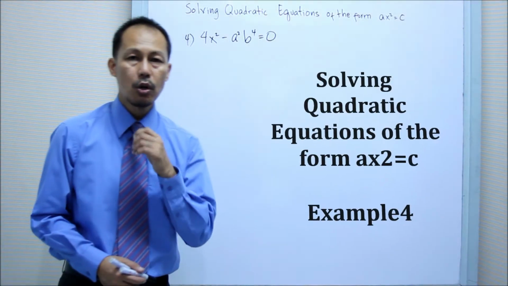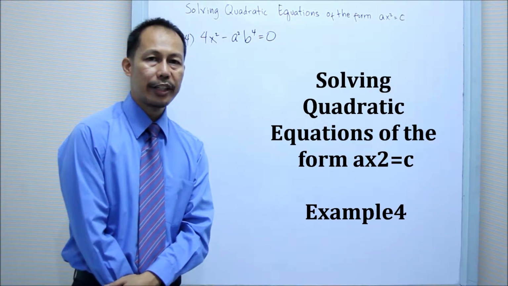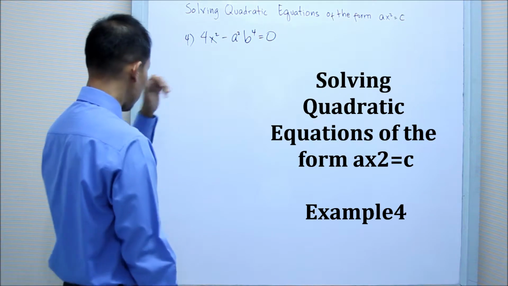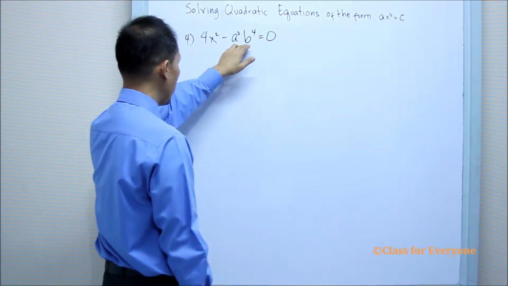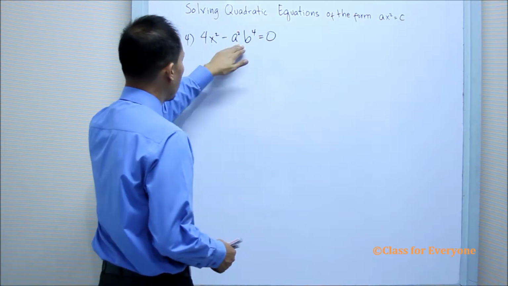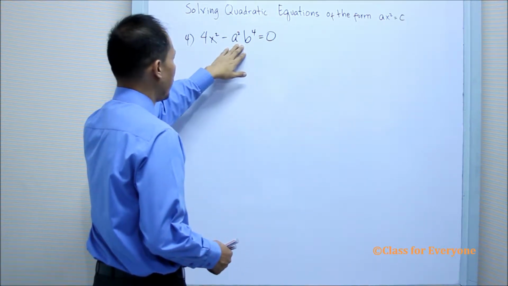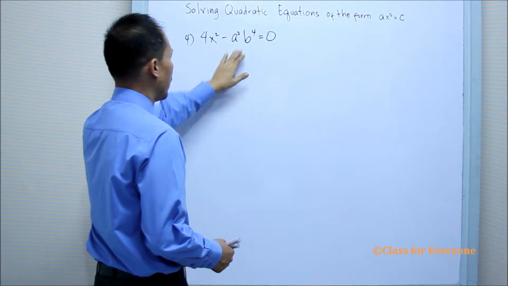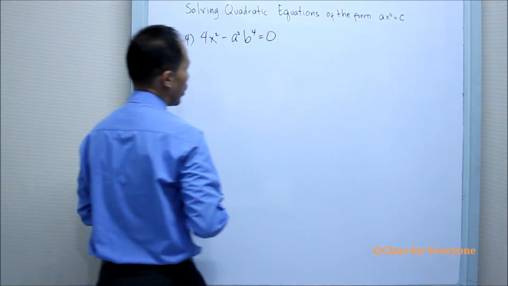Now, we're going to solve an equation which has more than one variable: 4x squared minus a squared b to the fourth equals 0. Using the addition property of equality, I will get the additive inverse of a squared b to the fourth and then add it to both sides of the equation.